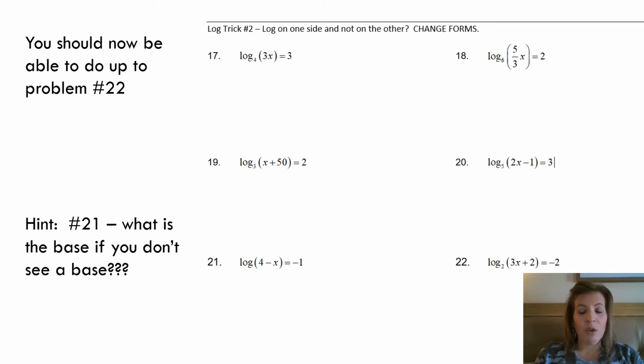Now you should be able to, on the worksheet from our last lesson, do up through number 22. There is one hint on number 21, and the hint is, what is the base if you don't see a base written in the problem? And the answer is, it's a base of 10. So you can either pause the video and try to do problems 17 through 22, or you can finish the video and then go back and solve these problems.